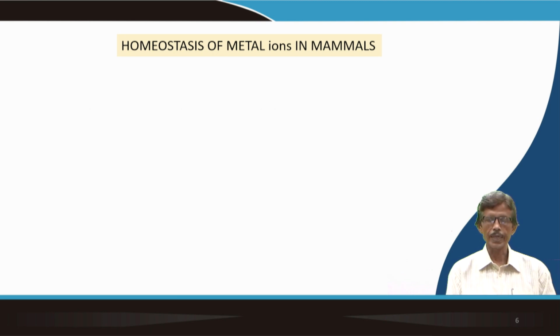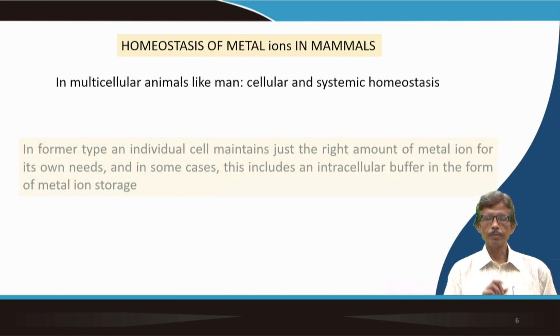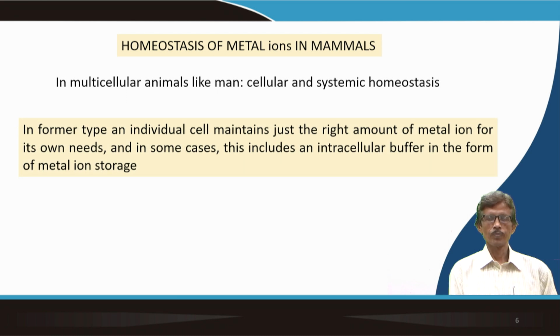So, how can homeostasis take part in mammals, which we all know are much more complex multicellular species. We are multicellular animals, and we can have two types of homeostasis, because we have studied a lot and can now separate them out. One is cellular homeostasis and another is systemic homeostasis. The systemic homeostasis is different from the cellular one. In the first case, the former type, an individual cell basically tries to maintain the right amount of metal ion concentration for its own needs, how much iron we need.